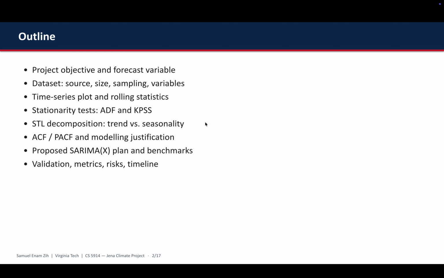I will walk you through this in 4 parts. First, the dataset and the forecast variable. Second, the diagnostic stage: time series plot, stationarity test, STL decomposition, and ACF analysis. Third, the modeling plan I'm proposing, anchored around seasonal ARIMA with exogenous regressors. Finally, the validation protocol and the risks I see going in. The final slides cover the timeline.